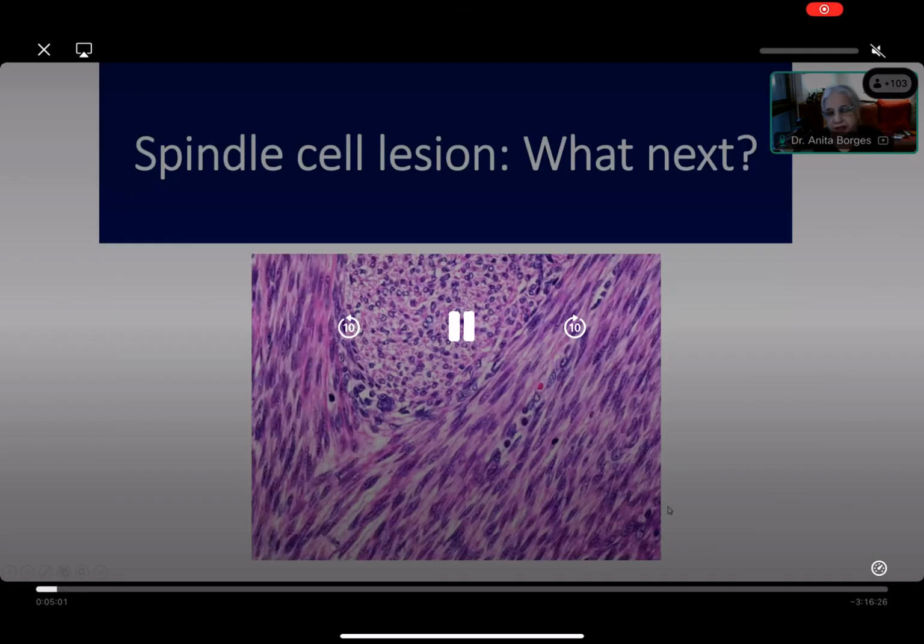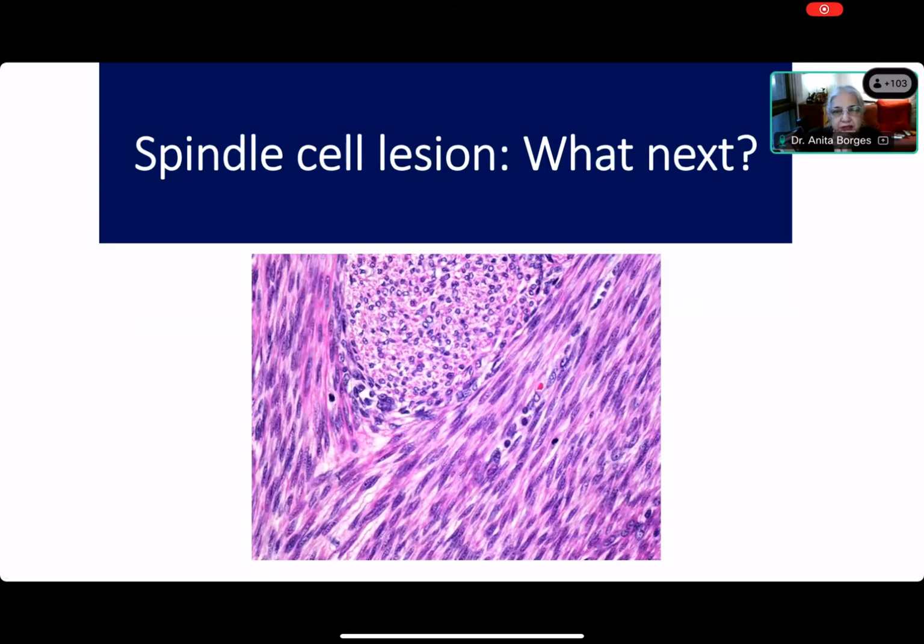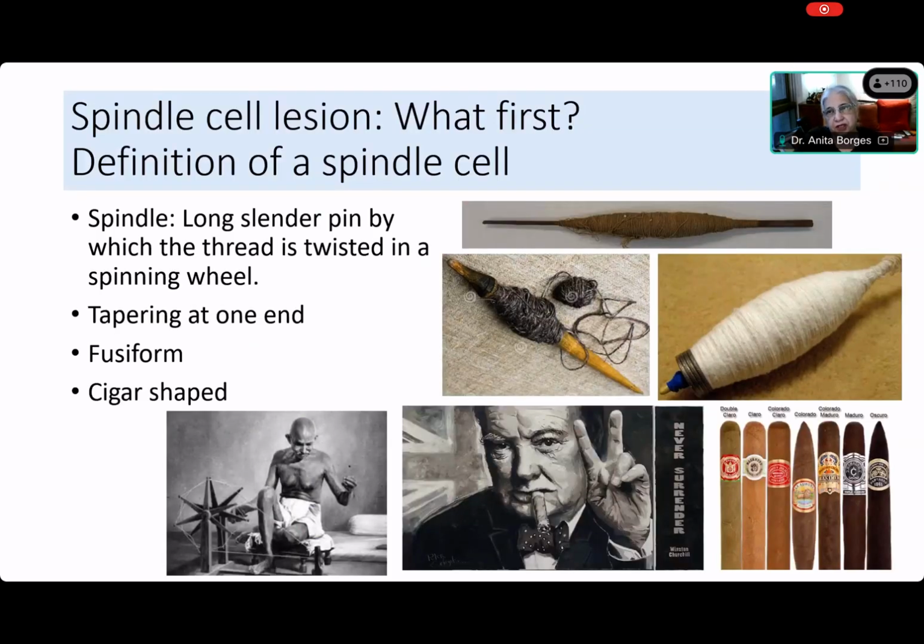Why isn't this moving? Now everybody knows that you can see over here a spindle cell lesion, and the subject of this slide seminar is what next. But before we go to what next, I don't know why we've got this bad echo. I hope it disappears on its own. The first thing that we have to ask is what first, and what first is to define what is a spindle cell.